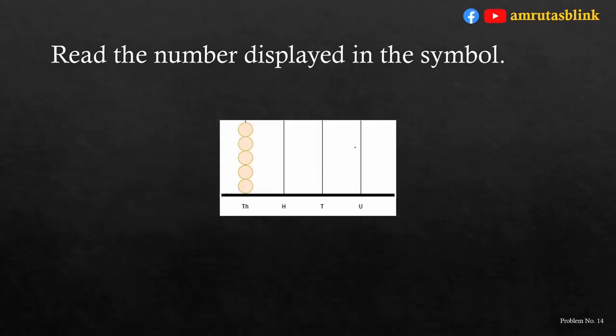Now next, there are just 5 balls at thousands place, so we will write 5. Then at hundreds place it is 0. At tens place it is 0 and at units place also it is 0. So the required number is 5000.